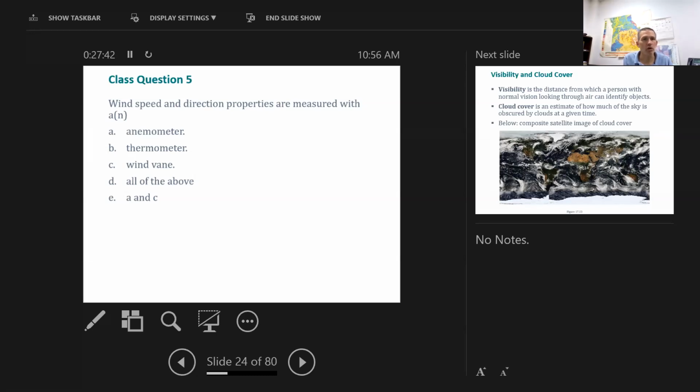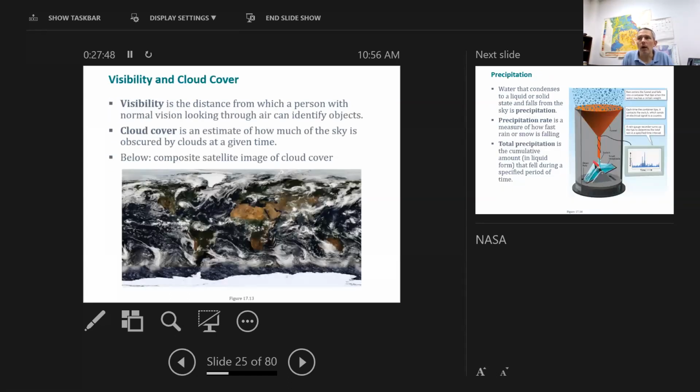Don't use a thermometer to measure the wind speed or direction. Winds can move water and atmospheric conditions from one place to the next. When we start looking at air, we can see how far people can see in the atmosphere, and this is known as visibility. This is the distance from which a person with normal vision looking through the air can identify objects, and it's usually given as a distance, how far they can actually see.